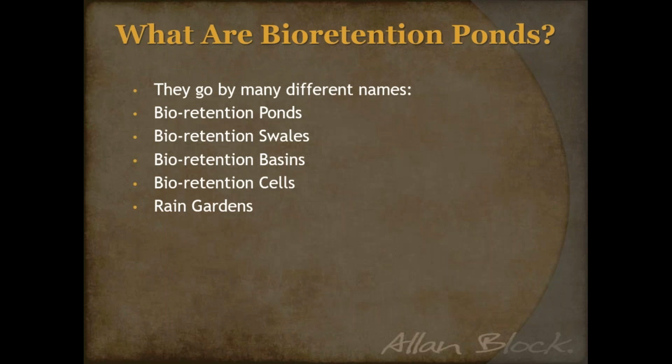Obviously, we're talking about bioretention ponds, and they go by a lot of different names. Over the last couple of years, we obviously talk about them as bioretention ponds, but we also see bioretention swales and basins and cells. I've even heard people talk about them as rain gardens, and I don't know if that's exactly the case. I hear a lot of architects talking about that too, but it's an engineered solution for stormwater management.